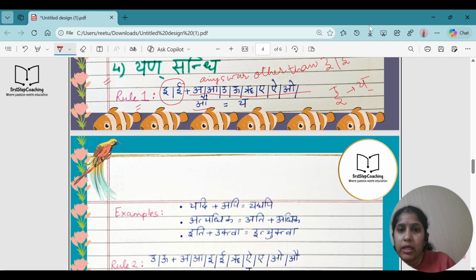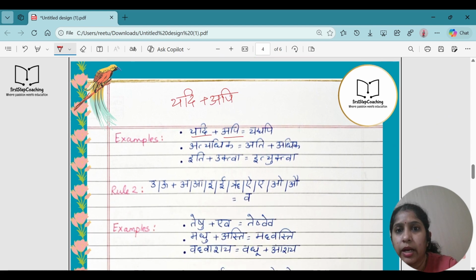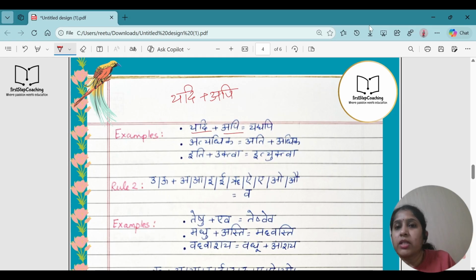Now, if you want to see this word, suppose we are having this one, yadi and api. Okay, yadi plus api. If we want to just try to join it, what will happen? Let's see first whether it is satisfying the rule of yan sandhi or not. The first word is ending with e, correct, choti e, right? And the second word is starting with a, so what should happen? It should become a ya, correct? So now when we are joining it, the change is going to happen only here and here, right? First of all, let's do one thing.